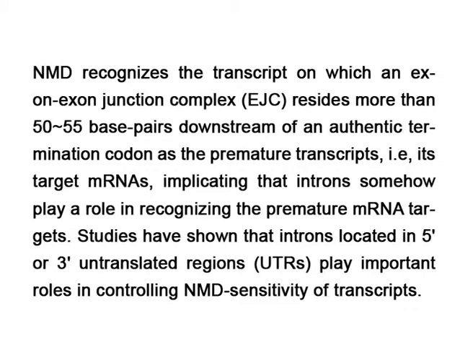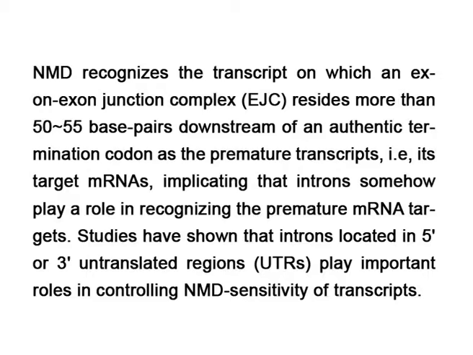Consistently, a recent study has shown that the levels of expression of genes important for plant development are regulated by NMD. Generally, NMD recognizes a transcript on which an exon-exon junction complex, also known as EJC, resides more than 50 to 55 base pairs downstream of an authentic termination codon as a premature transcript, targeting that mRNA. This implies that introns somehow play a role in recognizing the premature mRNA targets.